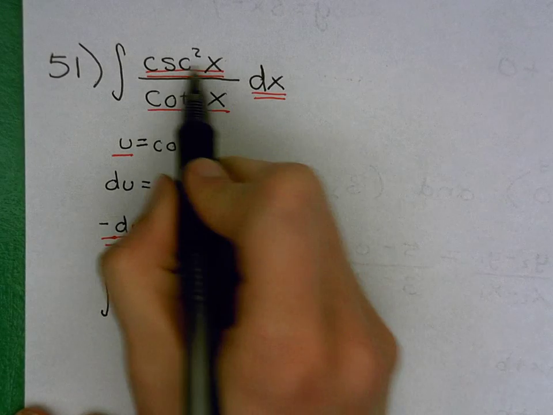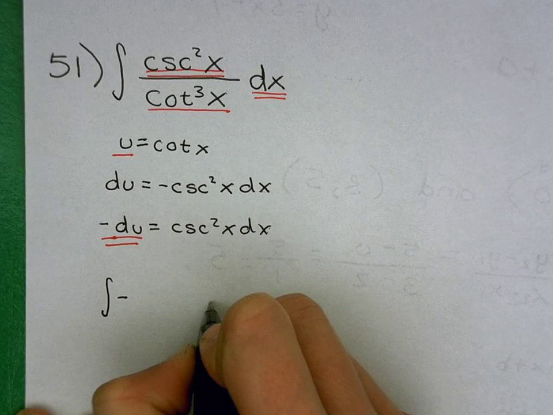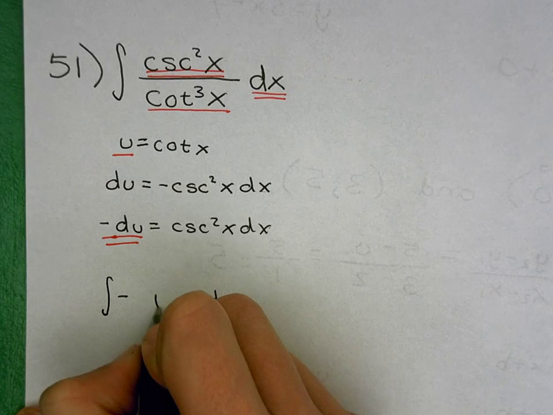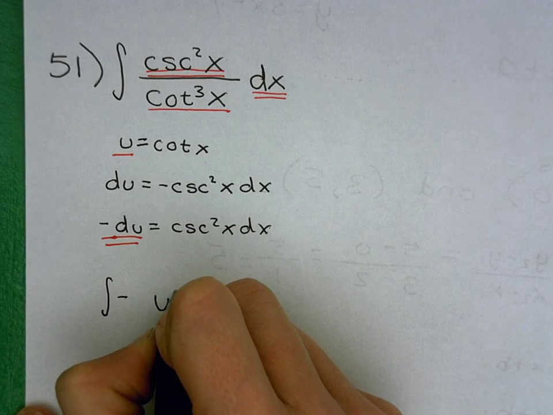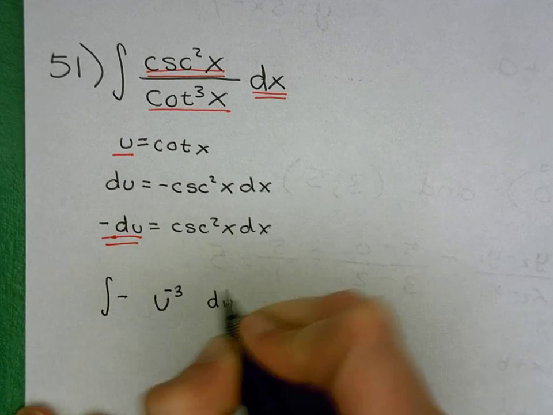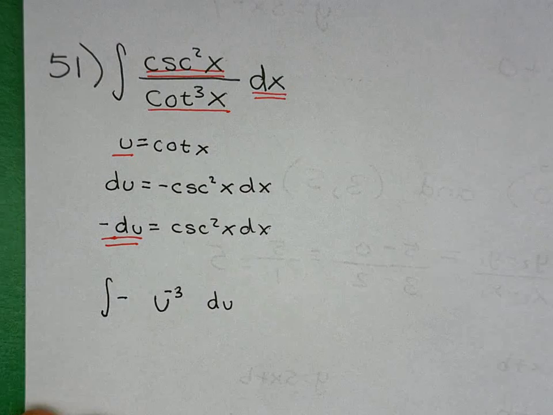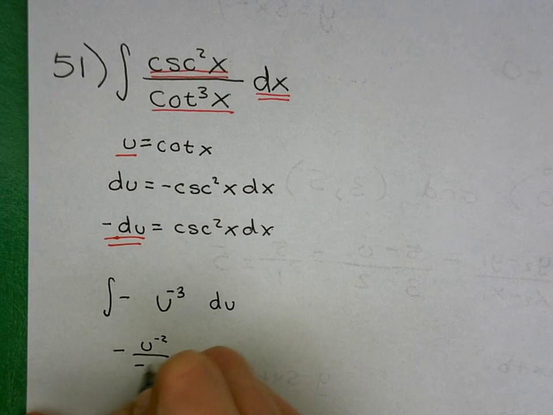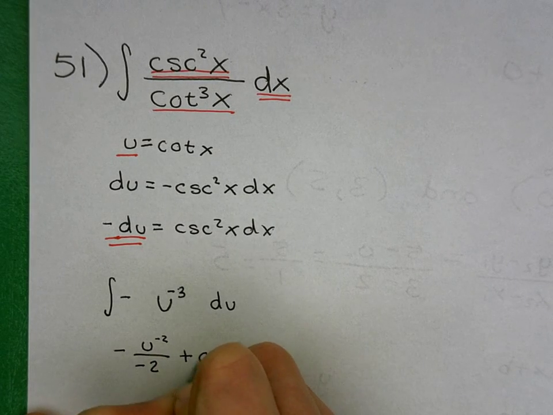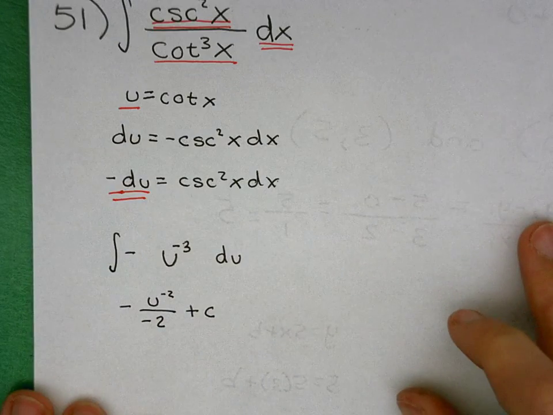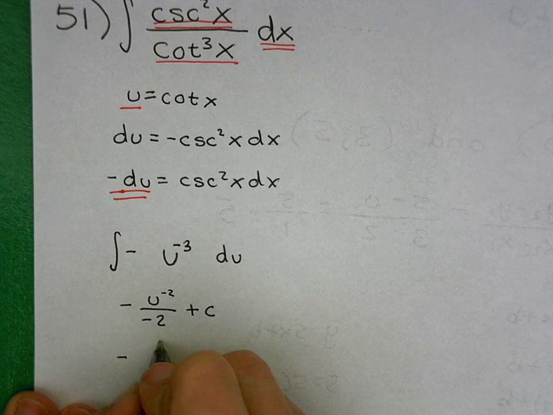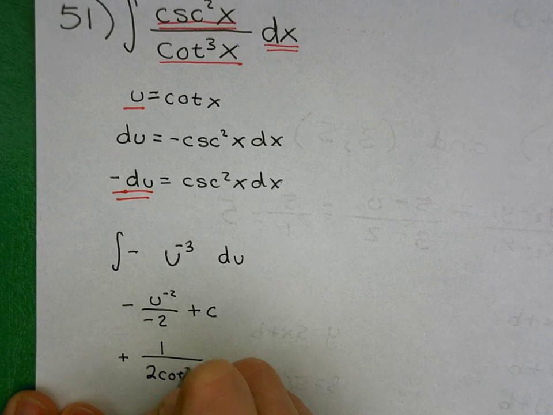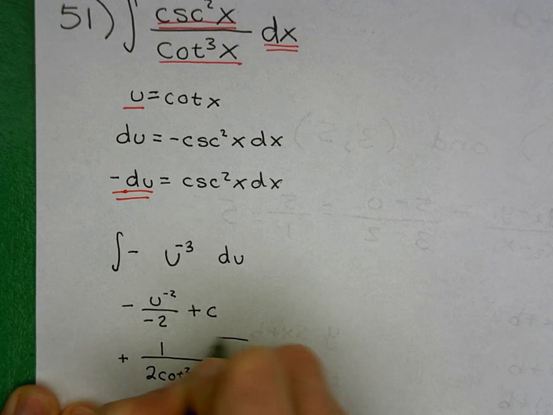Okay, so the cosecant squared x dx is going to be negative du. The cotangent x is going to be u. That cubed was never taken care of, so it's going to stay, and since this was in the denominator, it's going to be negative. So then we're going to add 1 to our exponent, divide by our new exponent, and then substitute back in. Cotangent x back in for your u. And there's your answer.